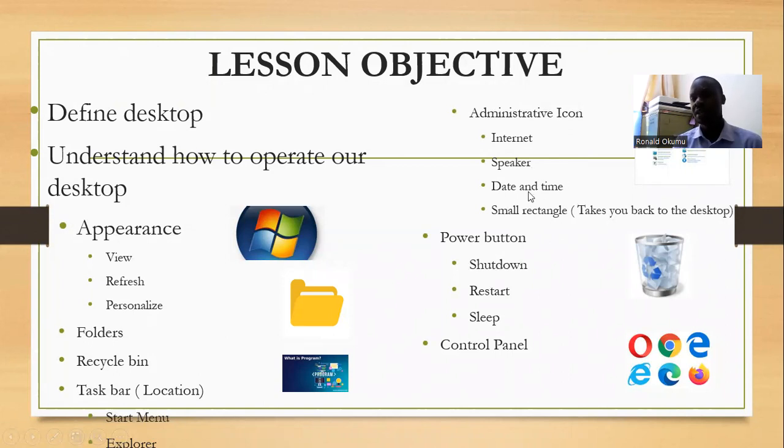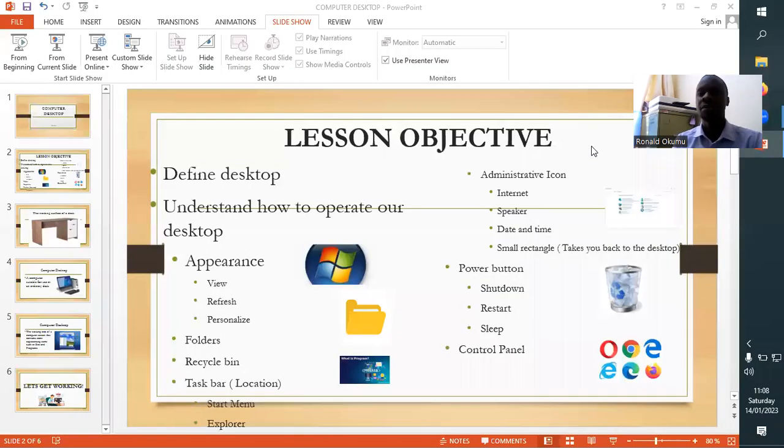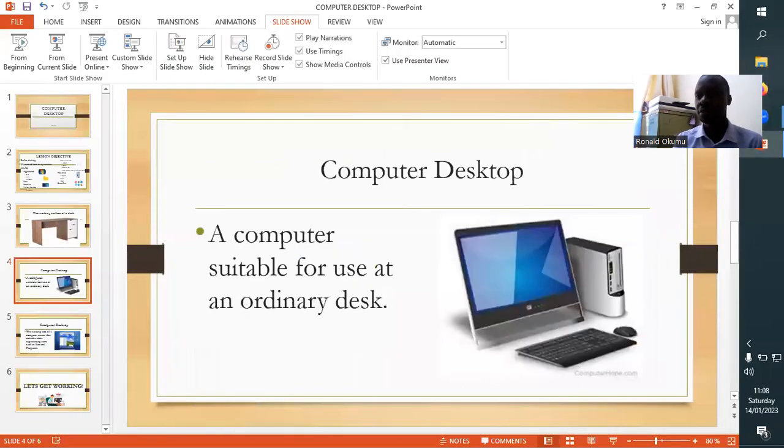We have also talked of the speaker. When we talk of a speaker, it appears down here. I think we have not covered that one. Then we have date and time. We also have this small rectangle. I think we have not seen this small rectangle. Let us also view the small rectangle.